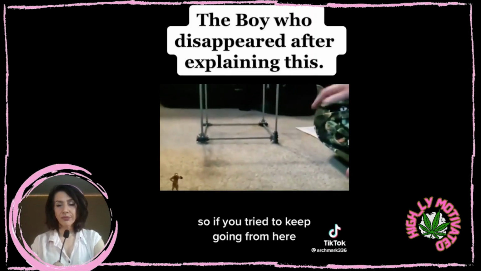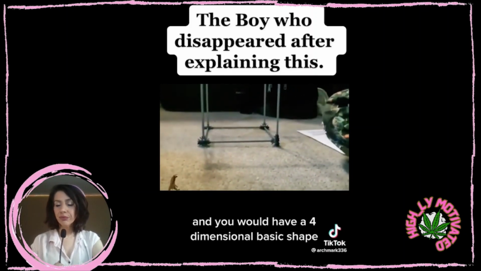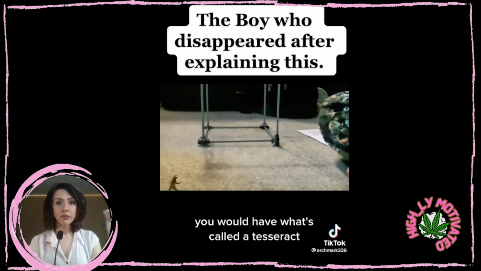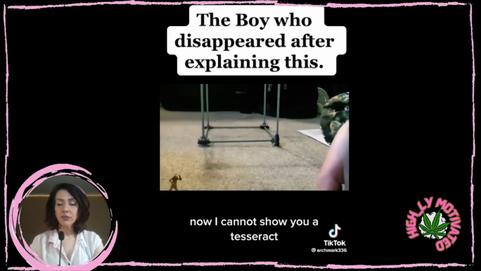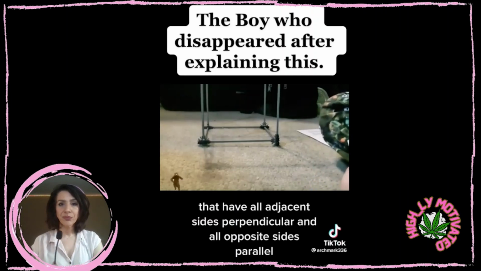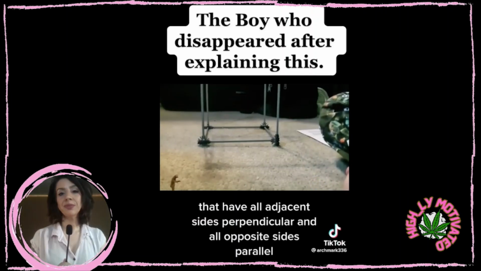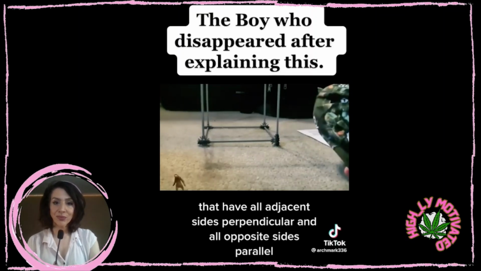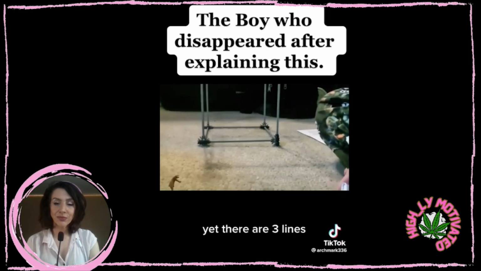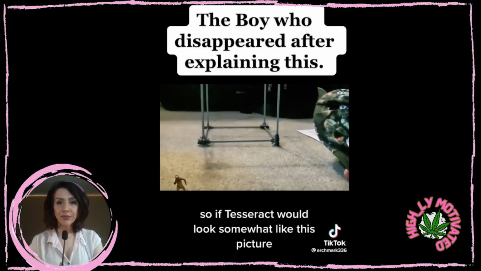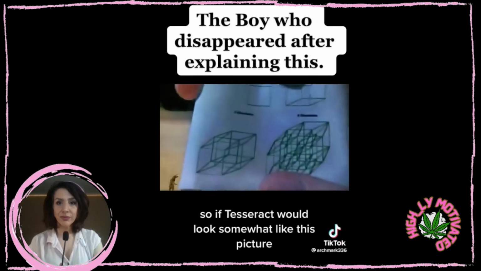So if you tried to keep going from here, and you would have a 4-dimensional basic shape, you would have what's called a tesseract. Now I cannot show you a tesseract, but you need to understand that it's basically 4 cubes that are within each other that have all adjacent sides perpendicular and all opposite sides parallel. Yet there are 4 lines connecting to each vertex.